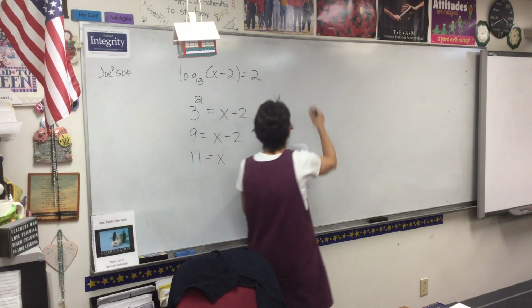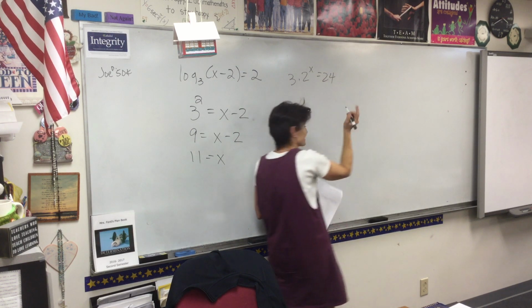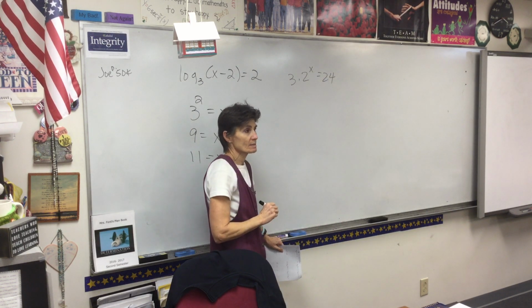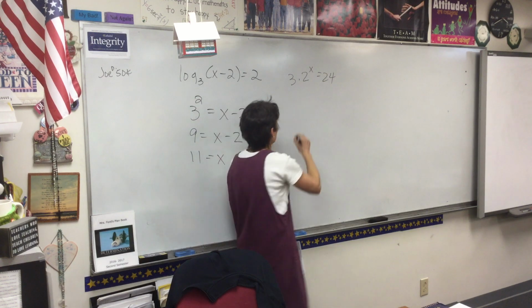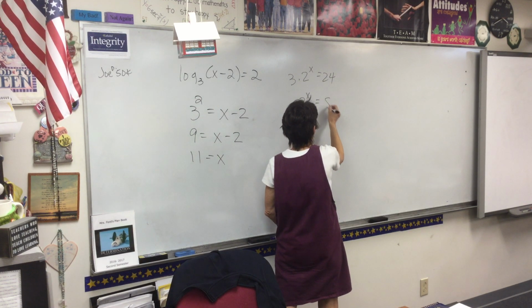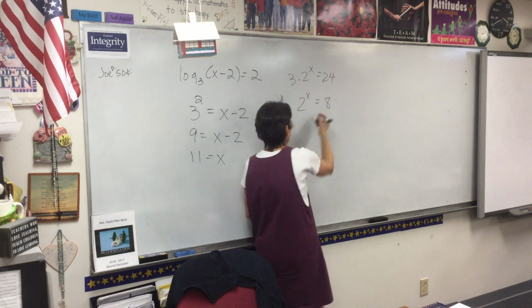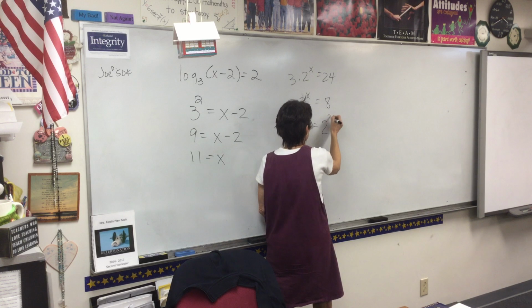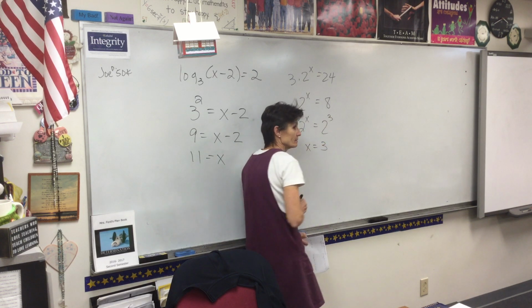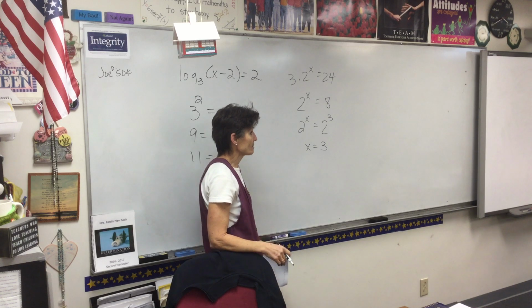Alright, coming down it looks like, so 3 times 2 to the x equals 24. That's exactly like what was on the quiz. Divide by, no, not 2, divide by 3. So 2 to the x equals 8. And you know 8 is 2 cubed, right? So x has to be 3. That's an easy one. We hope there's one like that on the test.